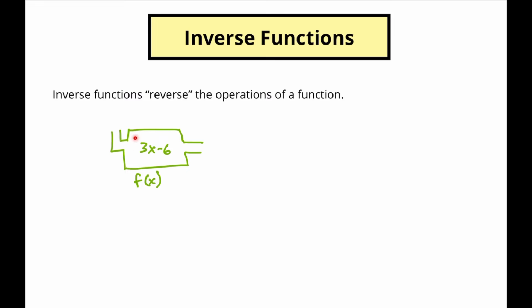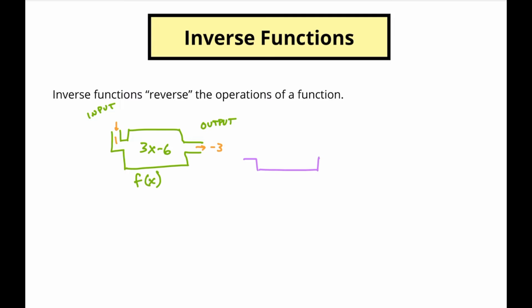But if we call this thing our function machine, here's our function. We're going to have some input that we put into this function, and then we're going to get some kind of output from this function. And this function might have a rule, and in this case our rule is going to be 3x minus 6. So when I put a value into this function, maybe I put the value 1 in. Then I'm going to take 3 times 1, that's 3 minus 6, and my output then is going to be negative 3.